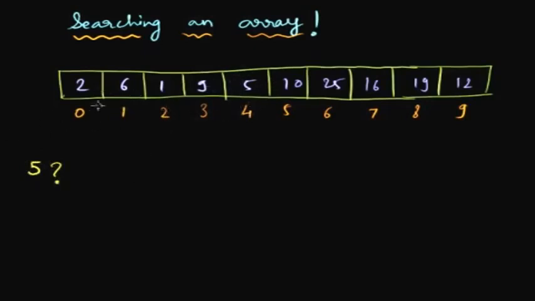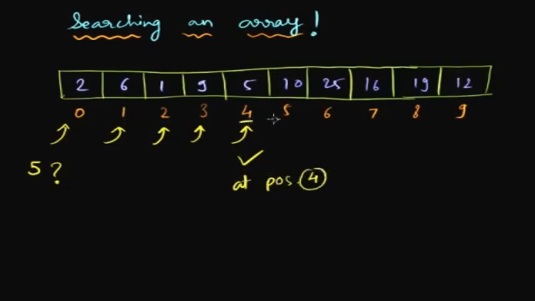So how can we do this? We can compare 5 with each of the elements to see if they are equal or not. So we can compare 5 with 2, 5 with 6, 5 with 1, 5 with 9, 5 with 5, and at this point it succeeds. So our output should be at position 4, right? Position 4.